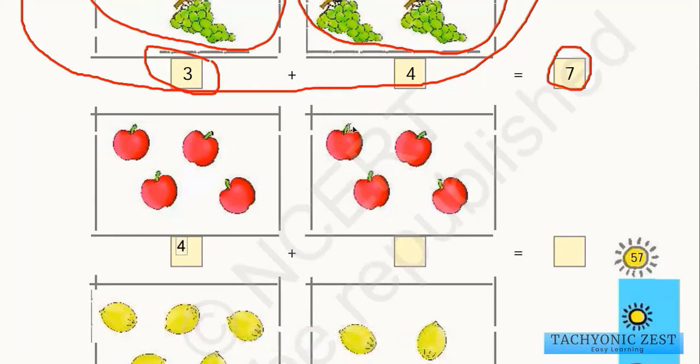Then we are adding few more apples. How many apples we are adding? 1, 2, 3, 4. So we add 4 more apples. So what is the total number of apples we have now? To find the total number of apples, we have to count all these apples together. So let us count 1, 2, 3, 4, 5, 6, 7, 8. So in total we have 8 apples.